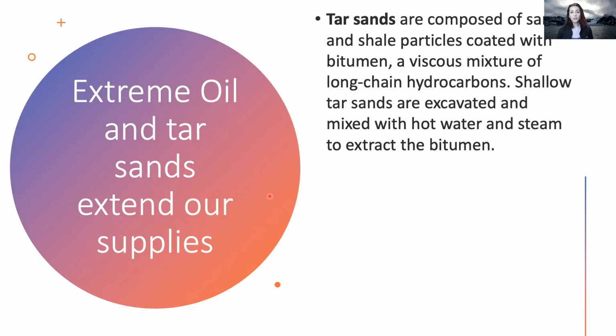Tar sands are composed of sand with shale particles coated with bitumen. This bitumen is another term for a mixture of long chain hydrocarbons. Shallow tar sands are excavated and mixed with hot water and steam to extract the bitumen that's coating the sand and the shale.